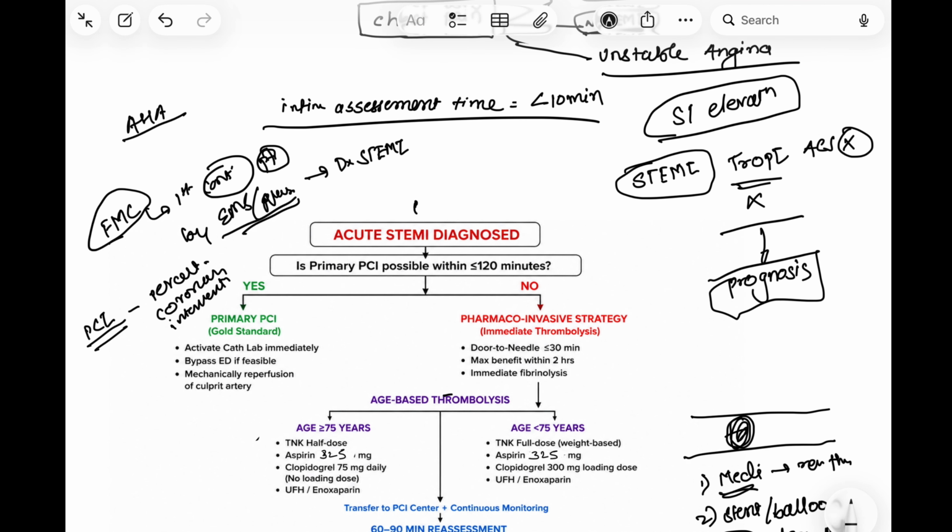Now suppose you are working in a hospital where there is a facility of a cath lab, right? PCI is done in the cath lab only, right? So suppose you are working in a corporate hospital where there is a cath lab, and as soon as you receive this STEMI patient, you will activate your cath lab immediately and transfer that patient to the cath lab for mechanical reperfusion of the culprit artery.